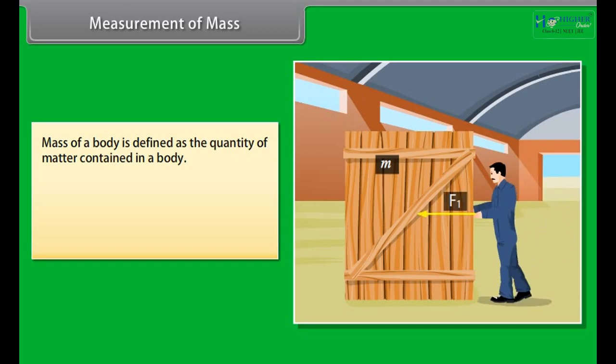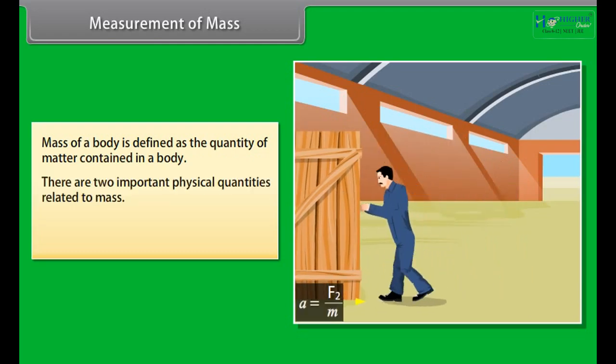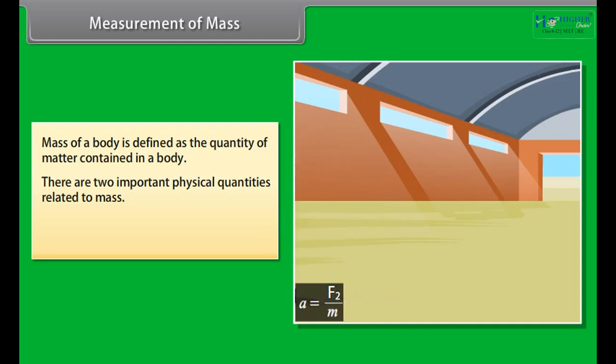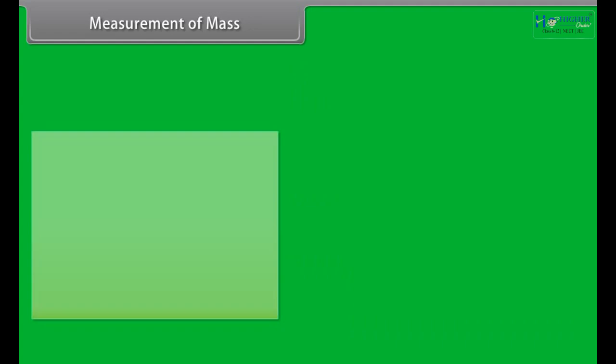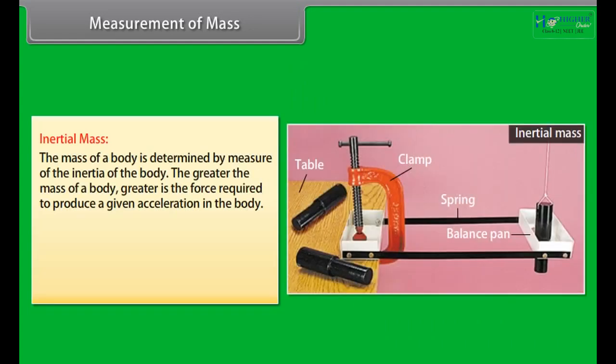Measurement of mass. Mass of a body is defined as the quantity of matter contained in a body. There are 2 important physical quantities related to the mass of a body: inertial mass and gravitational mass. Inertial mass: the mass of the body is determined by a measure of the inertia of the body. The greater the mass of a body, the greater is the force required to produce a given acceleration in the body.